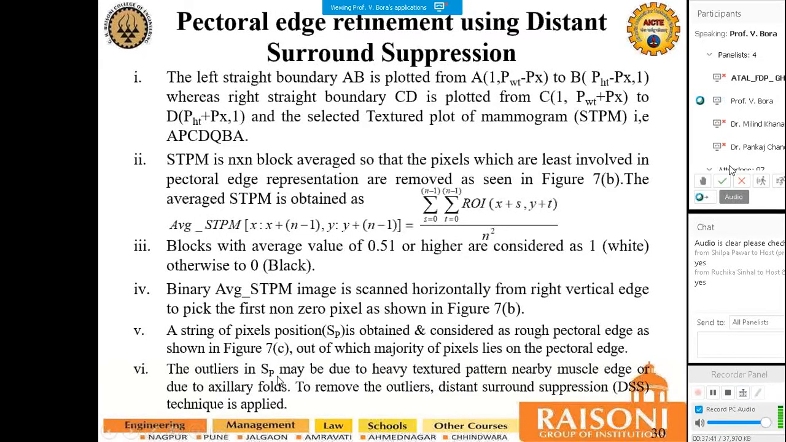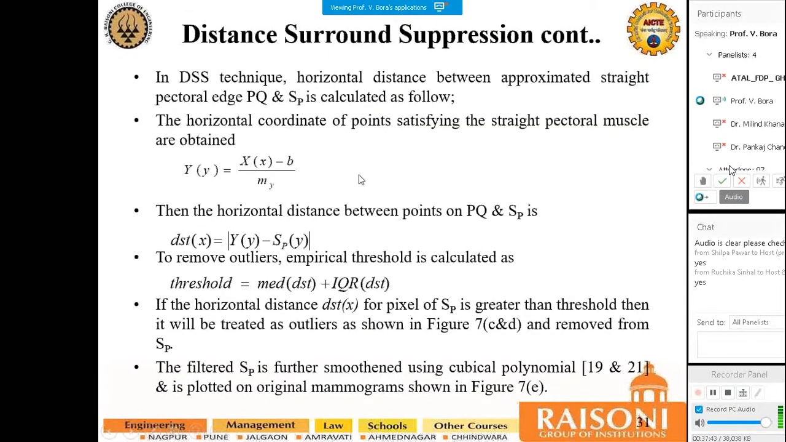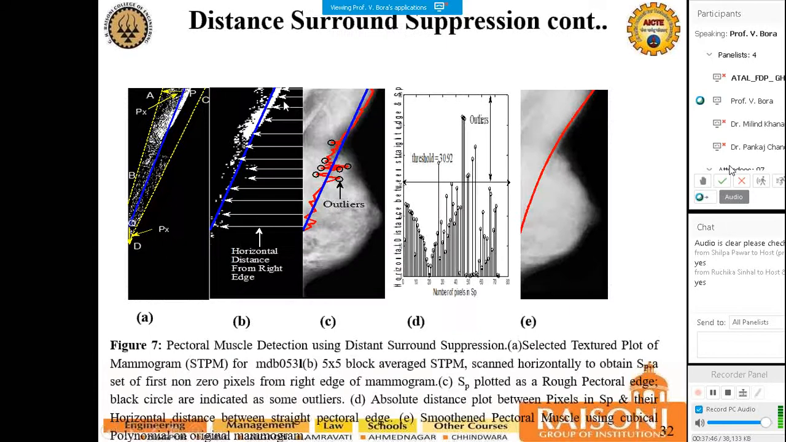This is a set of pixels which are nothing but this horizontal distance from the right. The first non-zero pixels, all these point locations, give you a set SP, and when we plot this graph, the red line goes like this. In this, the outliers are there, so we need to remove these outliers. So we have applied the logic, and that works very beautifully.